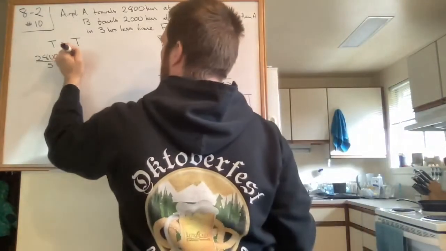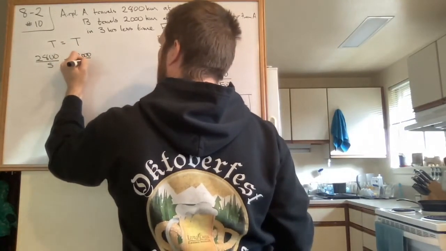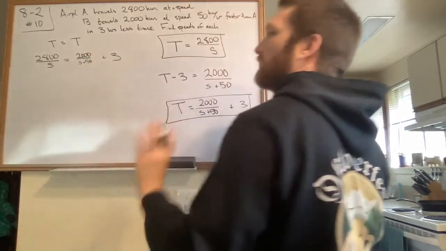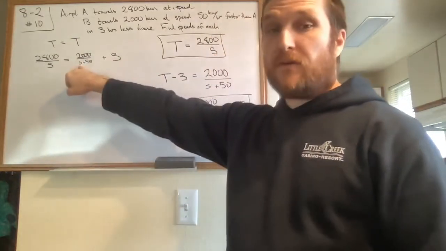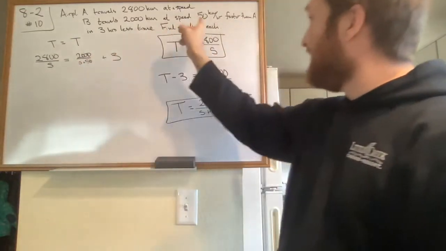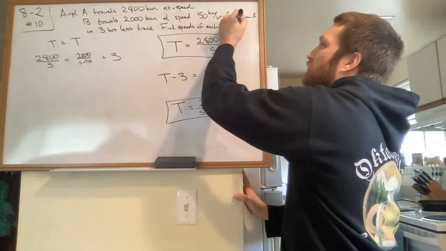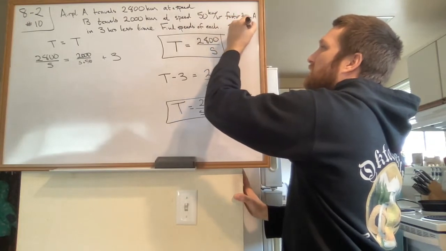2,000 over S plus 50 plus 3. Now let's just double check. I have one equation with one variable in it, and that variable is the thing that I want, right? S was for A, and S plus 50 was the speed of B.